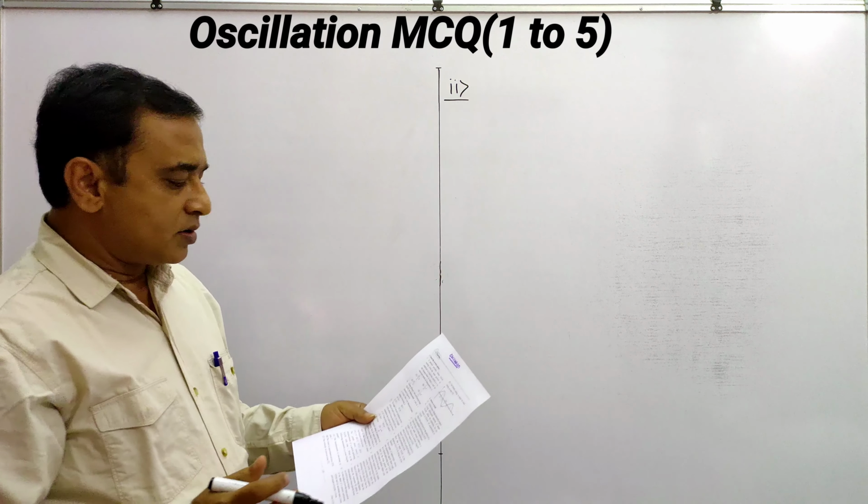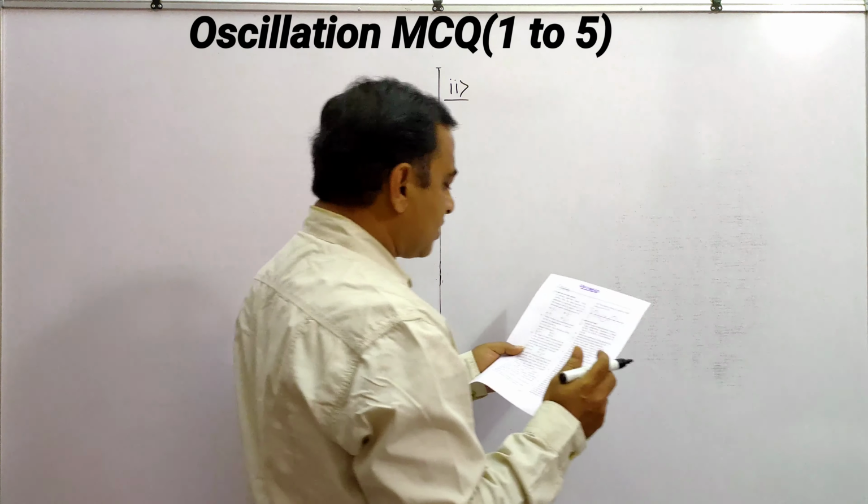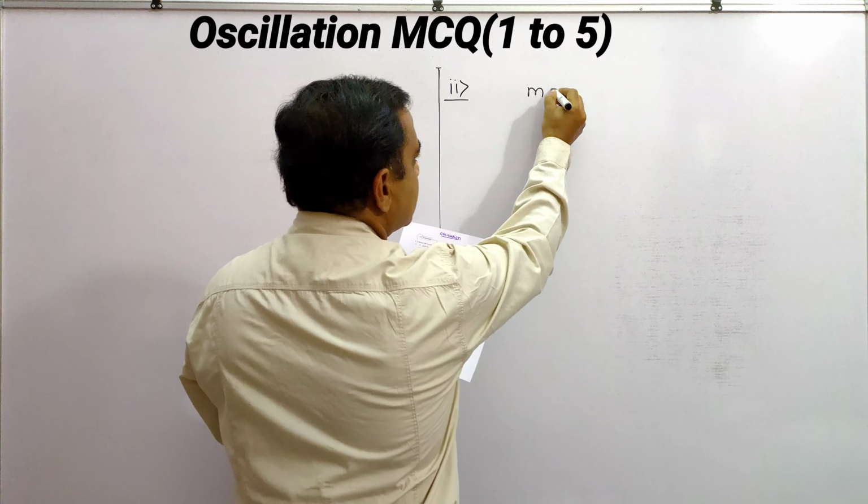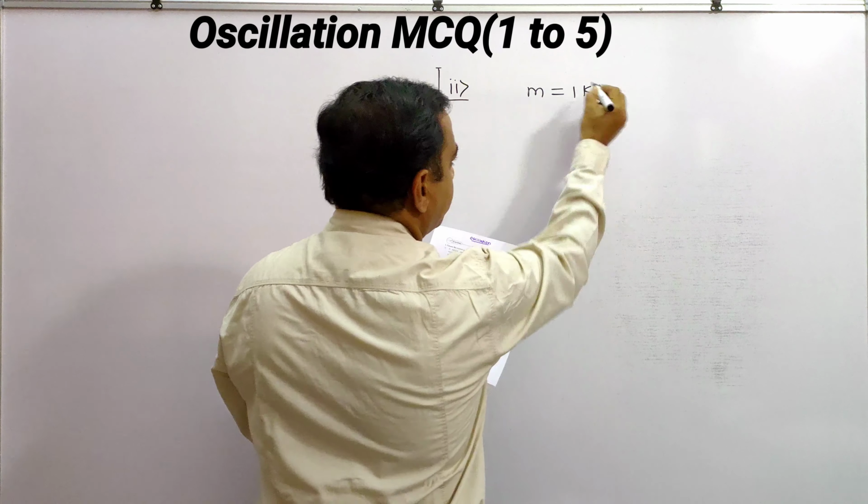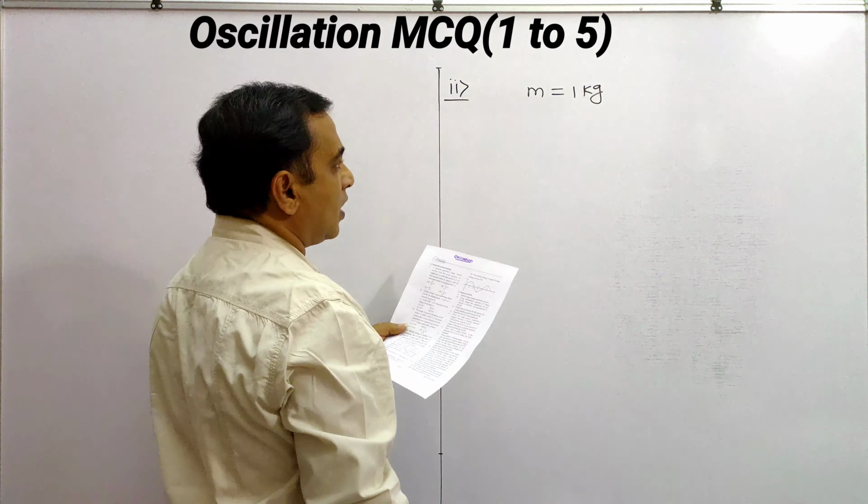So let us calculate this. First, what exactly are the factors which are given here? Mass is given, mass is equal to 1 kilogram. And we have one equation which is given by x is equal to 6 sine of 100t plus pi by 4. Obviously, we compare this equation with the general equation, that is x is equal to A sine of omega t plus alpha.